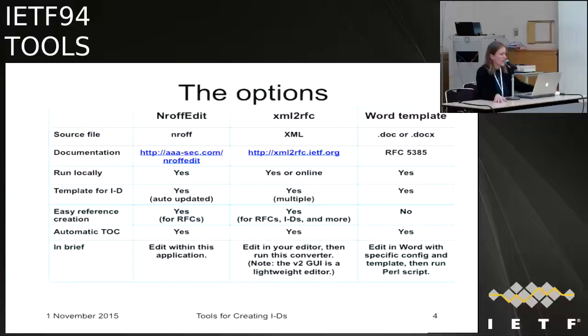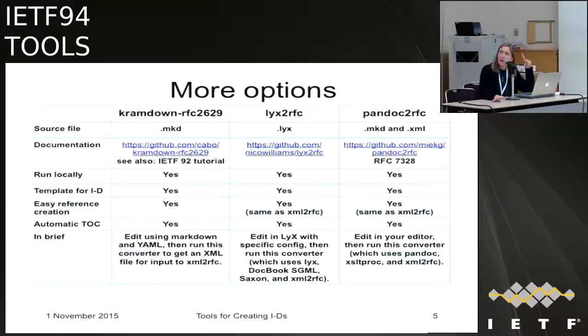So looking at some of the other options, the one on the left, cram down RFC 2629, and the one on the right, pandoc to RFC, are both markdown. So that's, you know, the rich text basically that you use to create a wiki page, very similar. Cram down has a GitHub page. Also, there was a tutorial at IETF92 that went into the details of cram down. And I'll be going over more detail in this tutorial. But basically, the file that you create is markdown, but also some YAML, which is a subset of JSON.